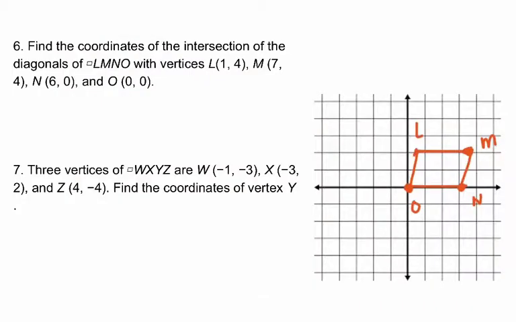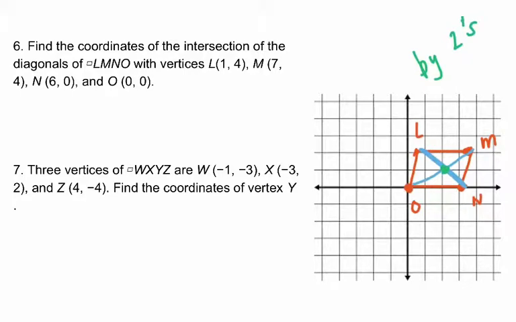Alright, for number 6, we're going to go ahead and draw in the parallelogram LMNO with those vertices. Now, the question says find the coordinates of the intersection of the diagonals. So we need to find where those two diagonals cross one another. Now I'm going to go ahead and just sketch them in. Close enough. And we can see that they do in fact intersect, and it looks like they're going to intersect at 4, 2. I had to go by 2s in my graph because there wasn't enough room to fit it on there if I went by 1s.